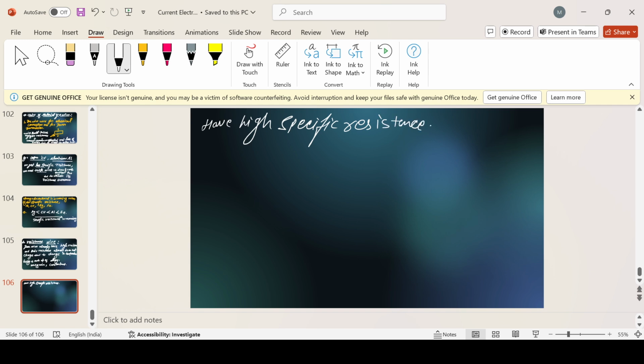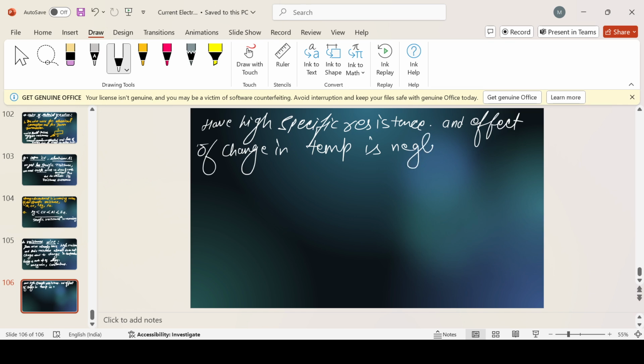ठीक है? And the effect of change in temperature is negligible. Okay, negligible. ठीक है?